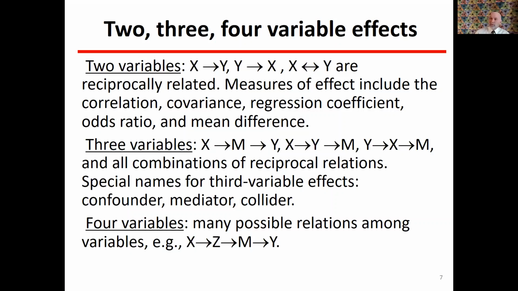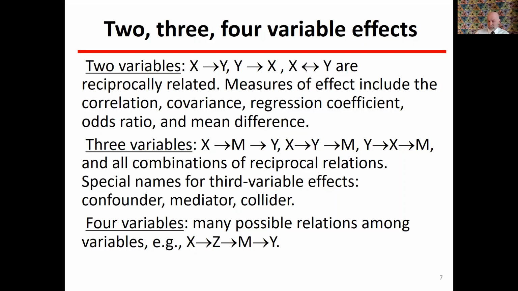With three variables, there are more options, but it's still limited: X to M to Y, X to Y to M, Y to X to M, for example. And there are special names for these third variable effects. There's a confounder effect, a mediator effect, and a collider effect. Of course, the mediator effect is what we'll focus on today, but these other types will come up.